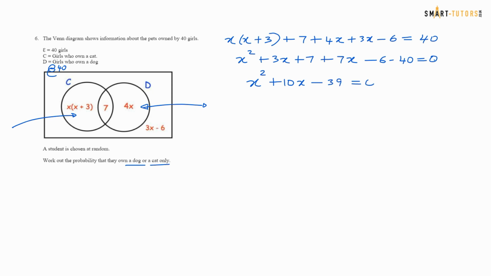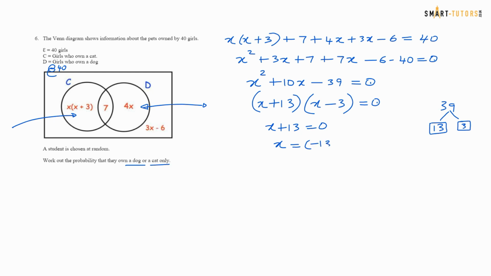39 equals 0. Now we need to find two numbers that are factors of 39. The factors need to be such that taking away gives 10. So we know it's 13 and 3, which is 39, and 13 take away 3 is 10. So two brackets: x plus 13, x minus 3 equals 0. So x plus 13 equals 0, x equals minus 13. X minus 3 equals 0, x equals 3. So a negative number is not possible. So the answer for x is 3.